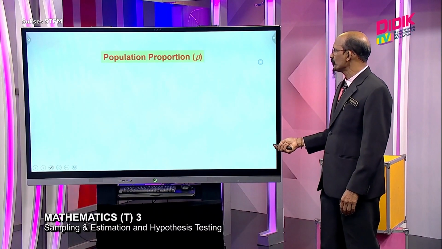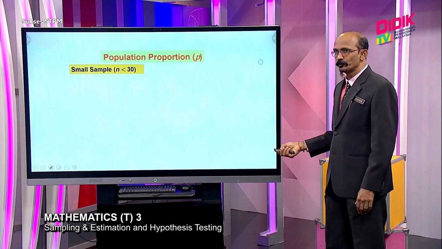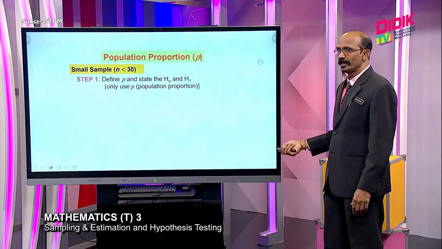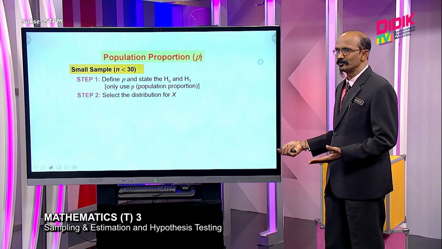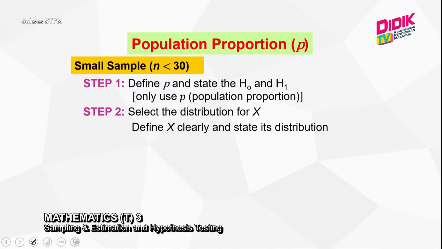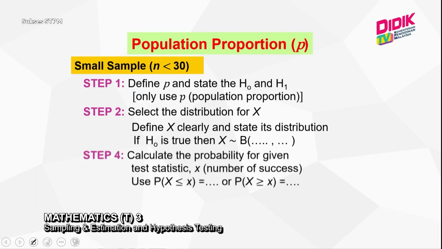And for population proportion, we also have 2 cases. One is for small sample size. The way of doing it remains the same. It's not much different, same as what we did in population mean. It's nothing different. You can read here.